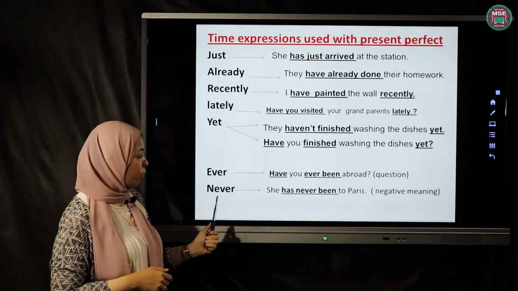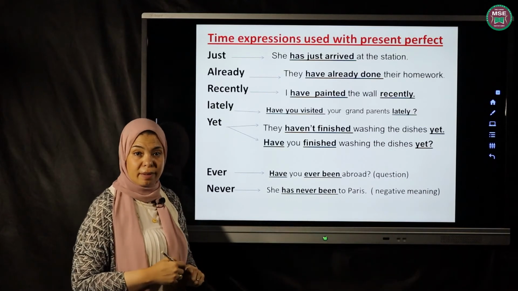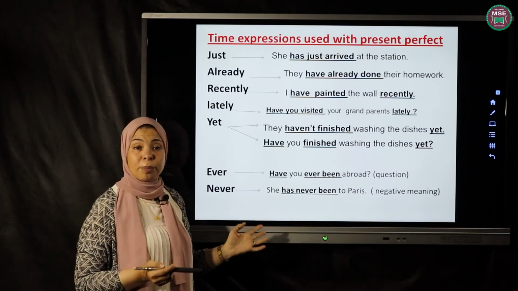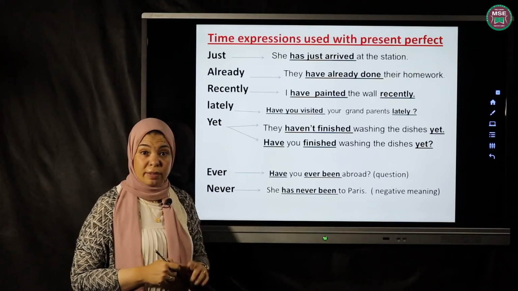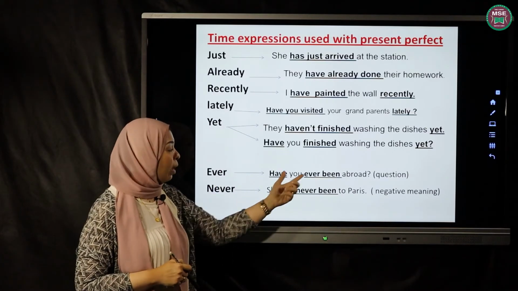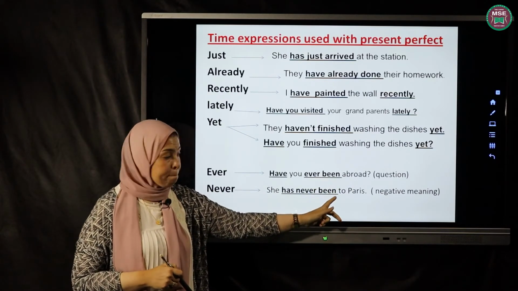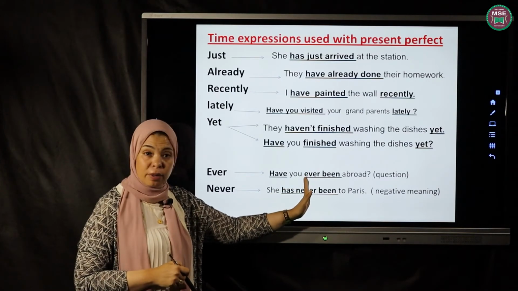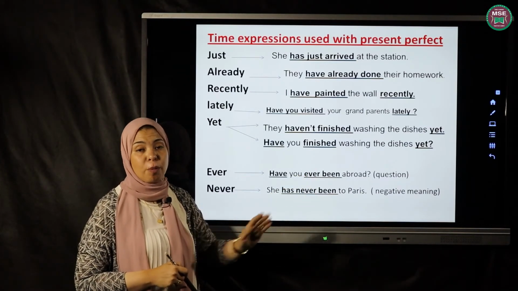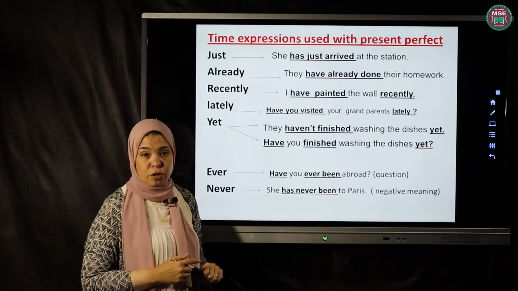Ever and never. Ever comes with the question and never gives a negative meaning. Ever here. Have you ever been abroad? Have you ever learned English? Have you ever traveled abroad? So have you ever been abroad? Been is the PP for verb to be. And ever, as I said here, you have to put it before the PP form of the verb. Have you ever been? Because this is a question form.